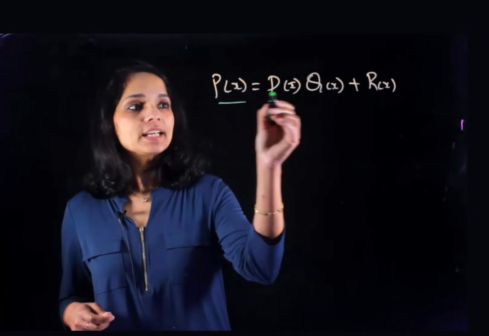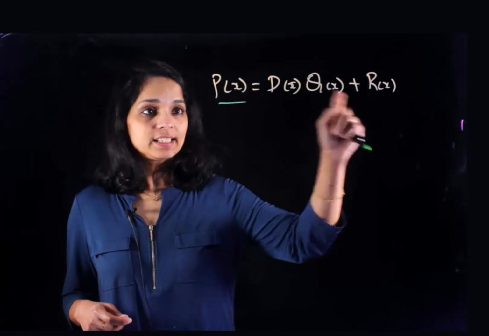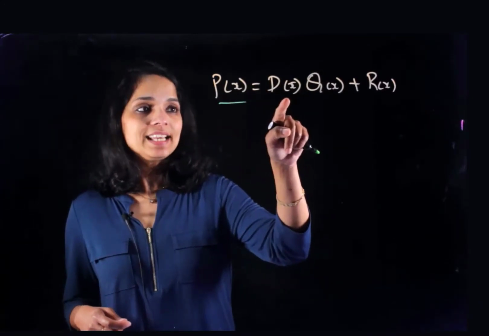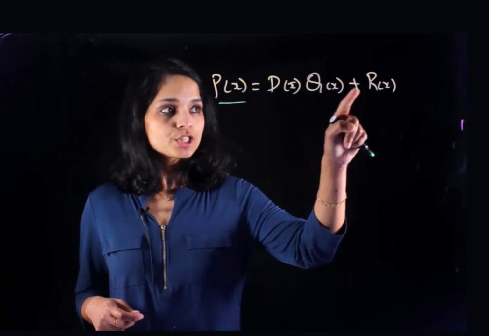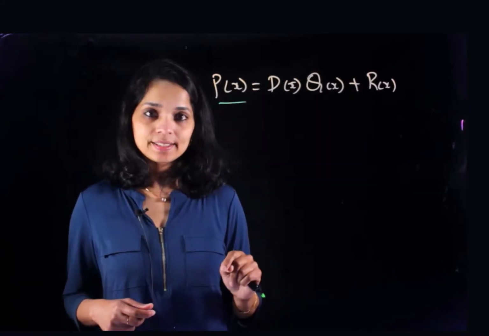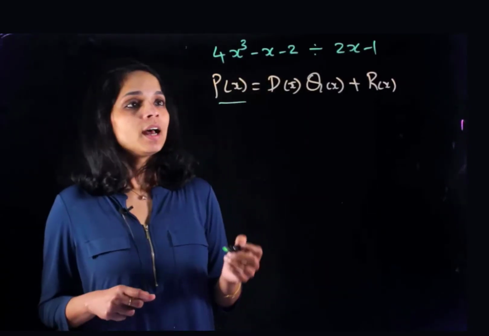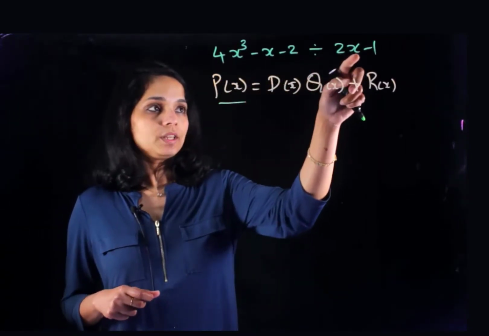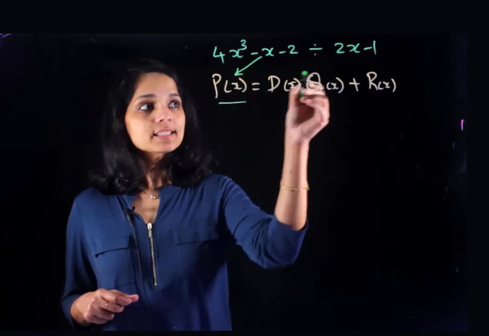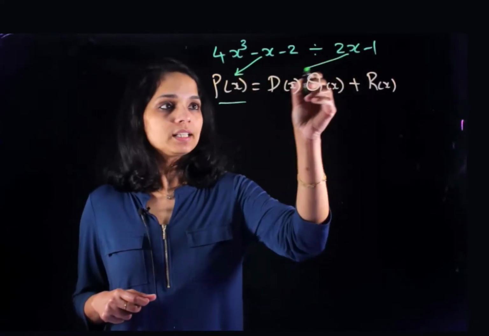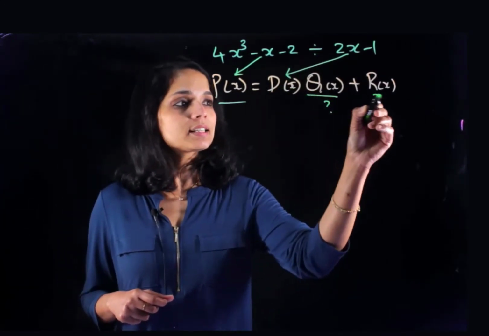If polynomial p(x) is divided by d(x), we can write the whole thing like this: p(x) equals d(x), where d(x) is the divisor, times q(x), the quotient, plus r(x). So we can do the same example as we did in the long division: 4x cubed minus x minus 2 divided by 2x minus 1. So this one is p(x) and 2x minus 1 is the divisor. We're going to find q(x) and r(x).